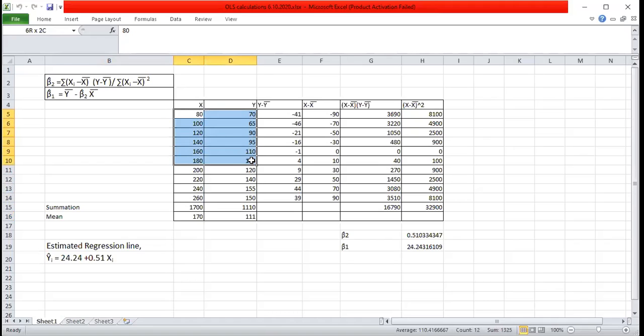Now the actual sample. Let me explain the sample here. You ask a family with income 80, how much is your consumption? The family says $70. You ask a family with 100 income. The family says I spent 65. Family with income 120 spends $90. Family with 140 spends 95, and so on. So 10 observations. So n equals what? N equals 10. Sample size 10. You will see that these numbers are all coming from that big table I showed you in the past. That big table is a population.